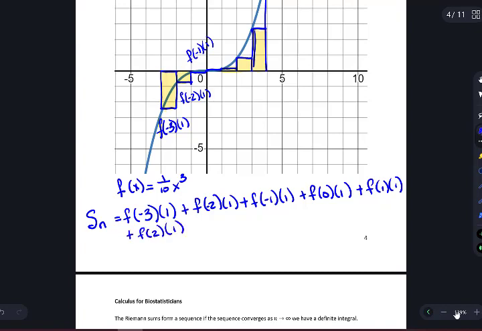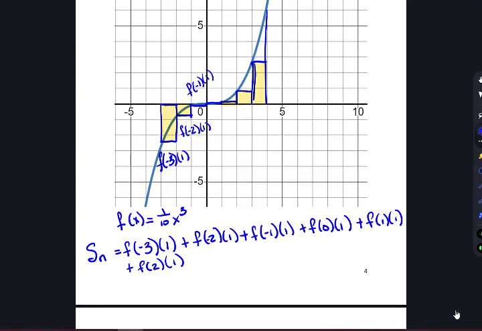Now, one thing to be careful of, though, is where the last rectangle falls. Notice, looking at the last rectangle, we have 3 right here and 4 right here. So to find the area of this last rectangle, this is f of 3 times the width of 1. So the function evaluated at 4 never appears in this summation, because the function evaluated at 4, which occurs all the way up here, isn't the height of any of the rectangles, so it isn't used.